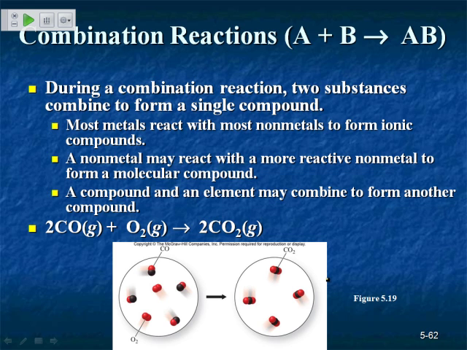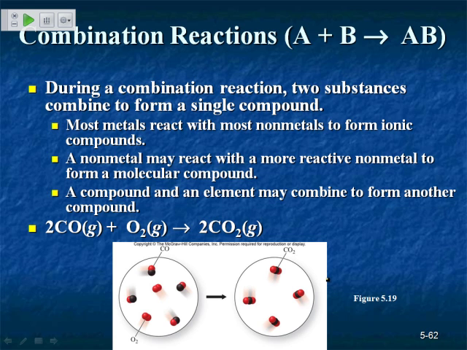A metal and non-metal come together forming an ionic compound, like sodium and chlorine, two elements, one metal, one non-metal. They will form which ionic compound? Sodium chloride. Okay. So now a non-metal may react with a more reactive non-metal and form a molecular compound, or a compound and an element may combine. So anytime when two things combine together and form a new substance, it would be a combination reaction. So the general notation is again A plus B forming AB.